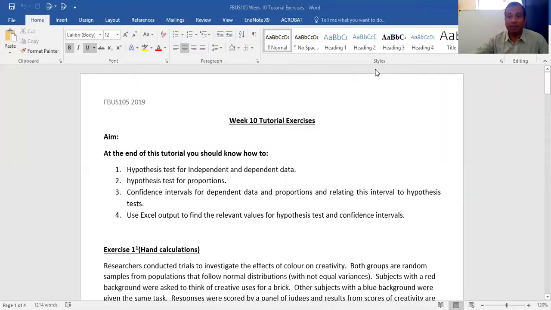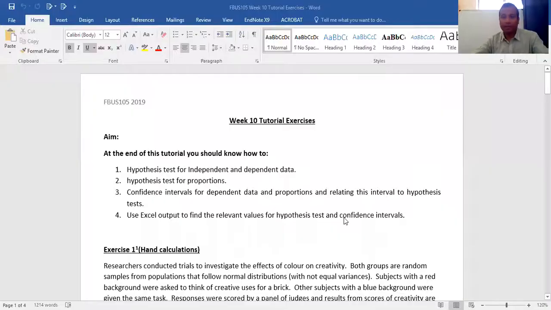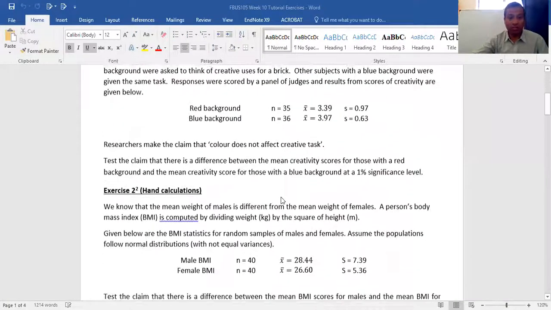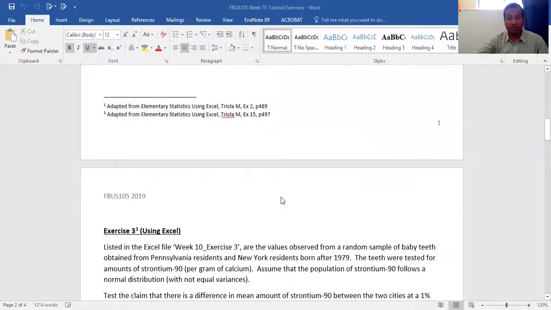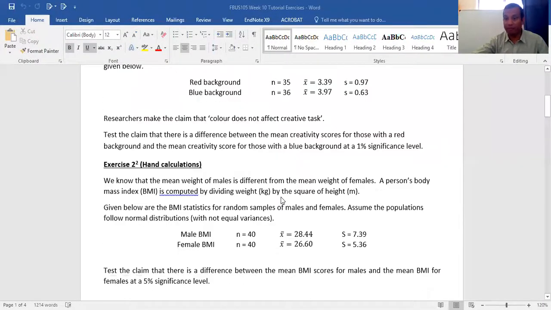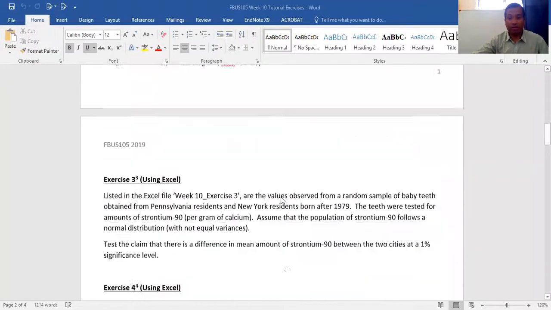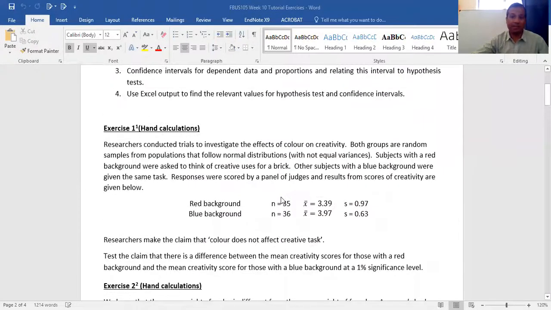Just download it from the Moodle. It's a kind of mixed exercise. I think we will use exercises 1, 2, and 3. We'll do exercises 1 and 2 by hand, manually, and the remaining exercises, like 3, 4, and onwards, we'll do using the Excel sheet.